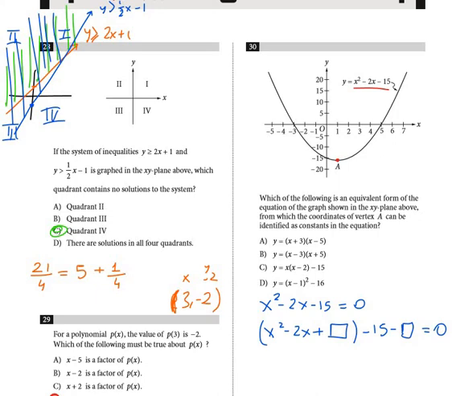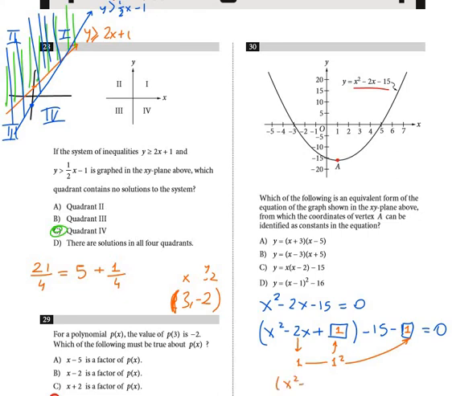Okay, so we're going to take half of the middle term. Half of the middle term is 1, and we're going to square it, which is still 1. 1 squared is 1. And we're going to add 1 and subtract 1, and then simplify this equation. Then it's going to be our vertex form.